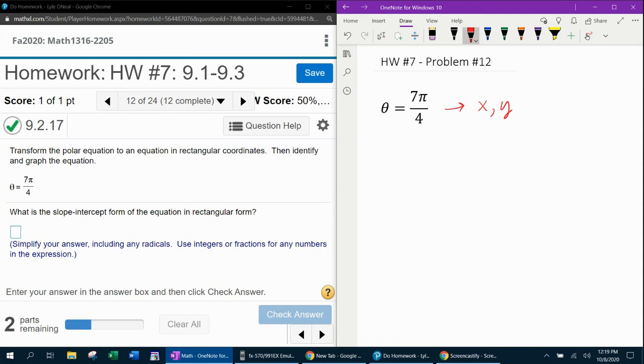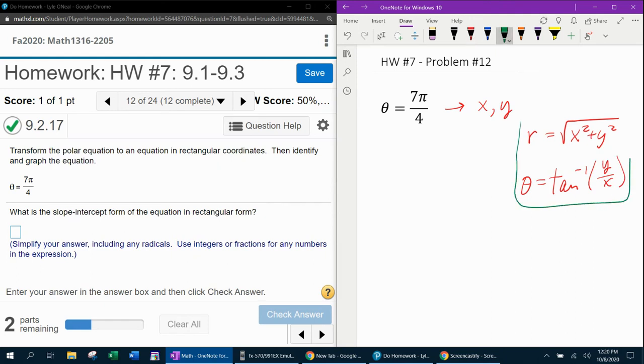I've got two formulas for converting from polar to rectangular. r equals the square root of x squared plus y squared. That formula does not have a theta in it, so that one's not going to be used this time. The other formula that I've used previously is theta is the inverse tangent of y over x. Both of these formulas are important. You need to know both of those.